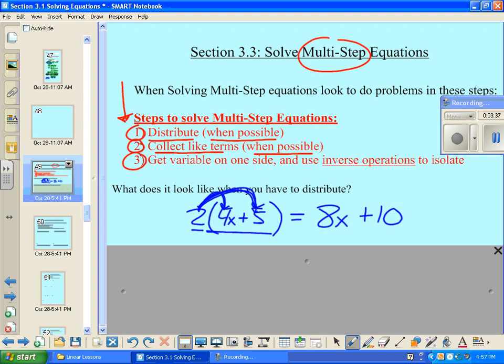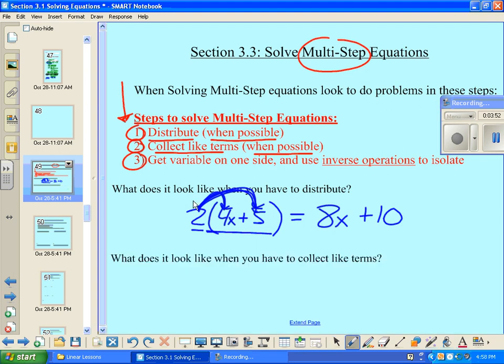So this becomes now 8x plus 10 after I've distributed. When I see some type of problem like this in the equation, that's going to be my first step. Again, I think this will help us get to the answer. That's number 1 on our list. So here's what number 1 looks like. Distribute when possible. It looks something like that.